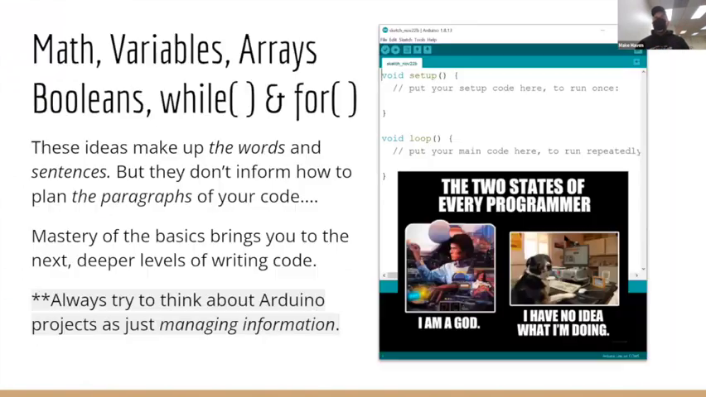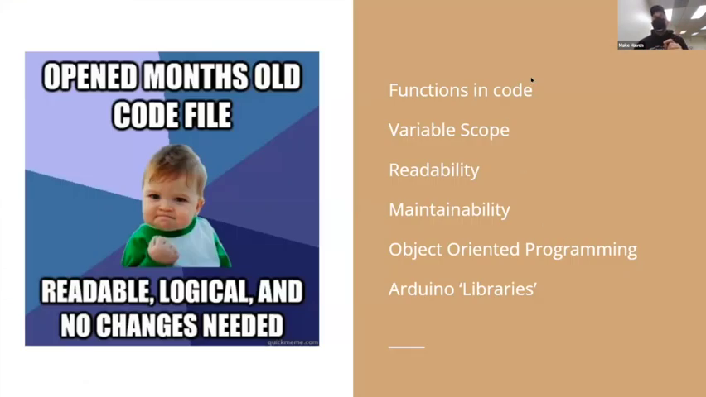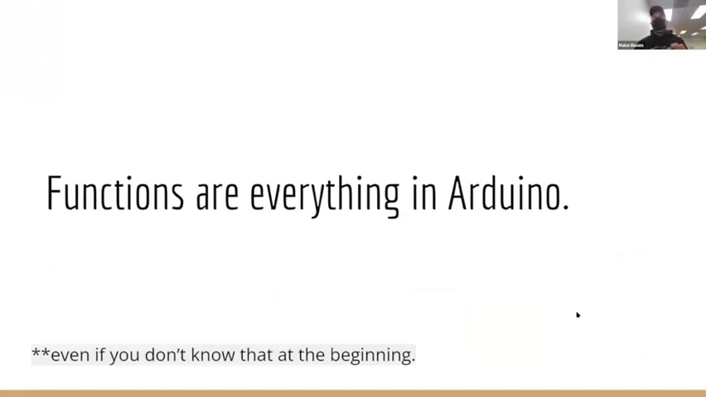But the big things that we're going to talk about are this list: functions in code, variable scope, readability and maintainability, object-oriented programming, and libraries. These are our big idea concepts for the week. So first of those are functions. And functions are absolutely everything in Arduino. Maybe not technically, officially everything, but very close to everything.